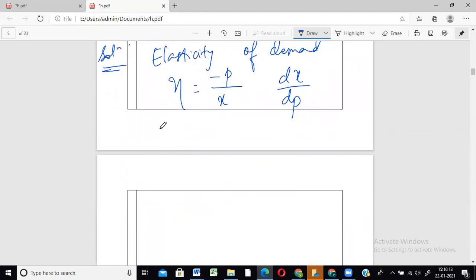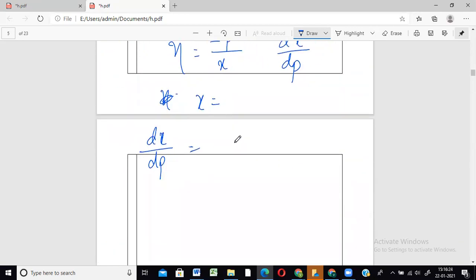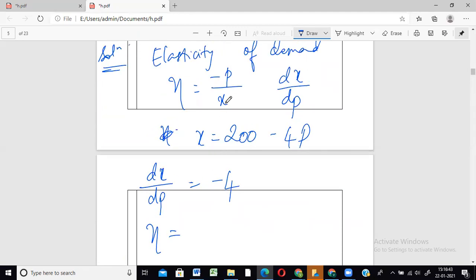Now we can find out dx by dp first. dx by dp is equal to, since our x is 200 minus 4p, we can differentiate this with respect to p, so we get the answer as minus 4, correct? The derivative of 200 is 0, and minus 4 into the derivative of p with respect to itself, which is 1. So we get this answer as minus 4. Now let us substitute it in the elasticity of demand equation.